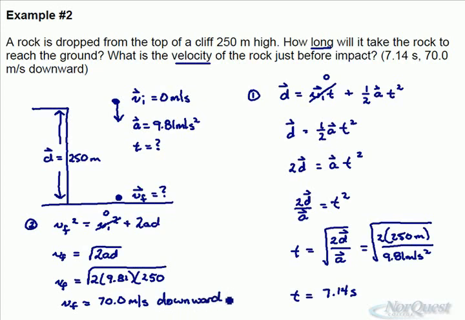Time is not a vector, so I don't have to state a direction with time. It's a scalar, so we only state magnitude. But velocities, accelerations, displacements are vectors. They need direction.